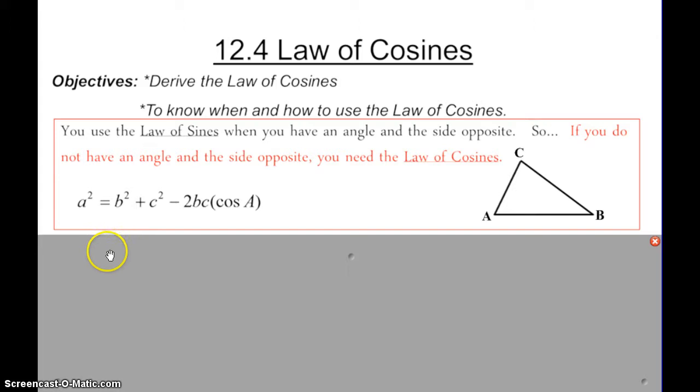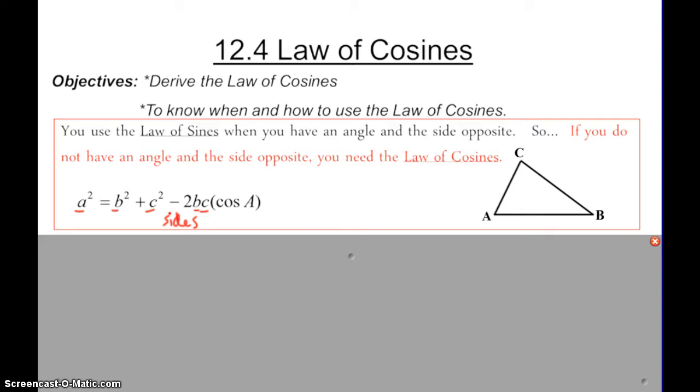So here's what the law of cosines says right here. A squared equals b squared plus c squared minus 2bc times the cosine of A. Remember that your lowercase letters are side lengths. So these are sides right here. And A is one of your angles. Now this also works if I have, say, angle B or angle C. I just have to adjust my letters accordingly, and I'm going to show you all three versions on the next page.